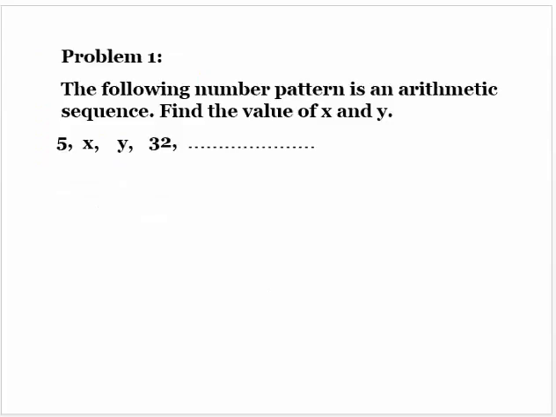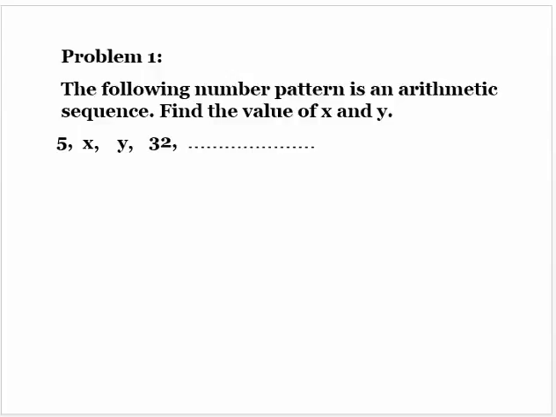Alright, so we're going to look at this problem. The following number pattern is an arithmetic sequence. So they've told us it's arithmetic. So we know that they've started with 5, they've added a number and got x, they've added that number again, the same number, and gotten y, and then when they added that number a third time, they got 32.